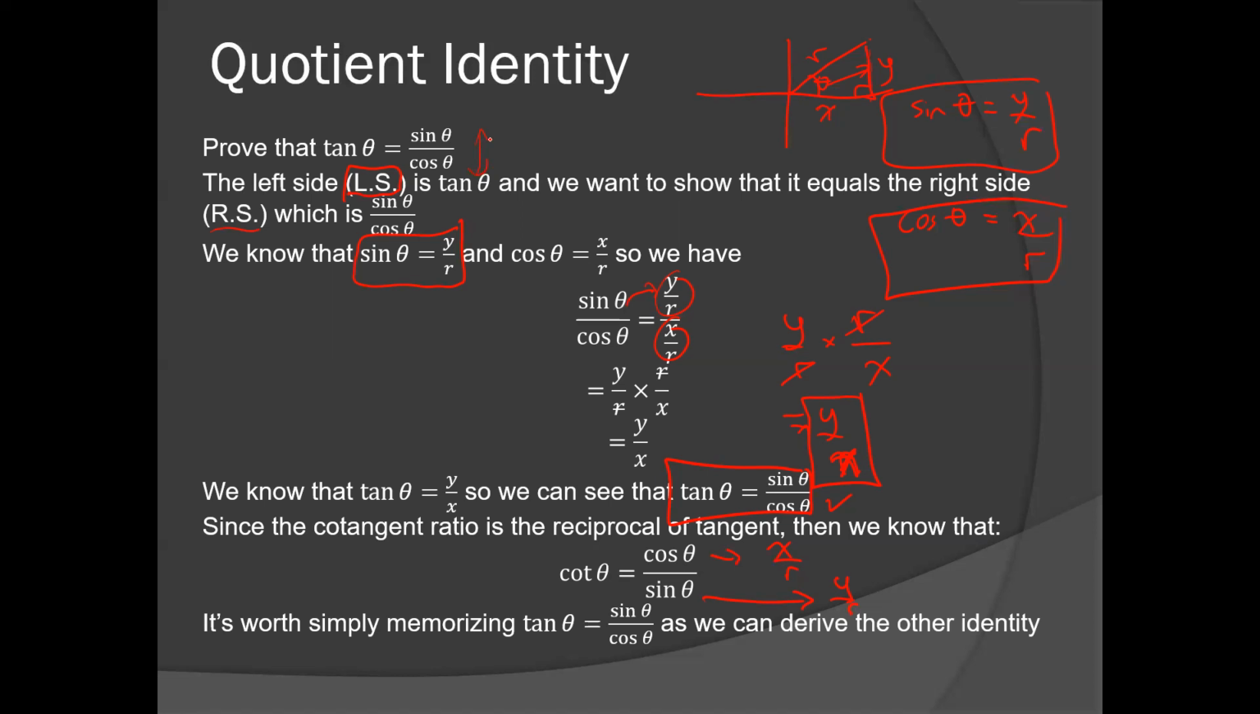And again, it's worth simply memorizing that tan theta is equal to sine theta over cos theta, as a lot of different identities are going to come from that. And I wouldn't say memorizing it. I would say you're going to see it enough times that it's going to become second nature to you, right? And again, cotangent is simply the reciprocal. All we're doing is simply switching the numerator and the denominator around. So pretty simple there.